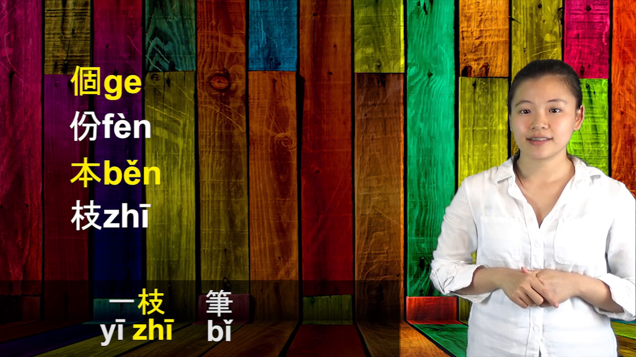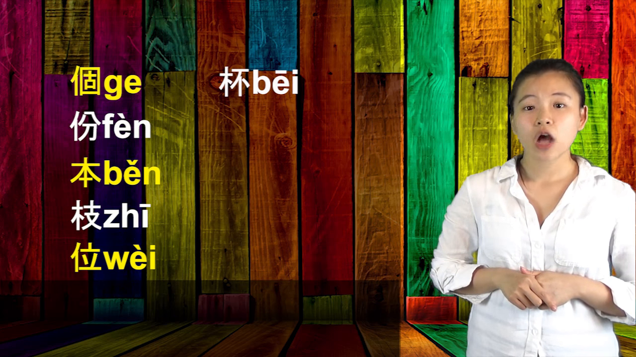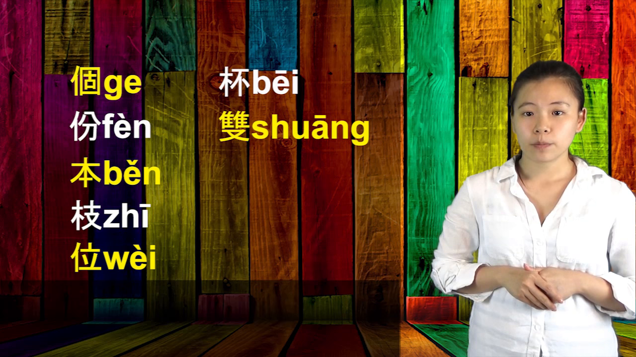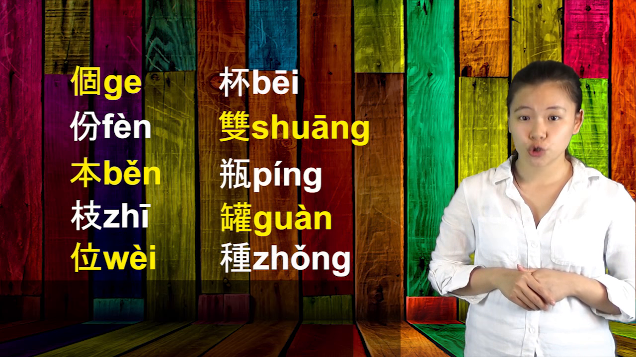Let's review again. 个, 一个主意. 本, 一本书. 支, 一支笔. 位, 一位老师. 杯, 一杯茶. 双, 一双筷子. 瓶, 一瓶水. 罐, 一罐玉米. 种, 一种食物. Okay, so in our next lesson, lesson number 23, I'm going to teach you how to use measure words in sentences. So you might need to remember these 10 common measure words. So watch our video again and again. Try to remember. As usual, practice time!